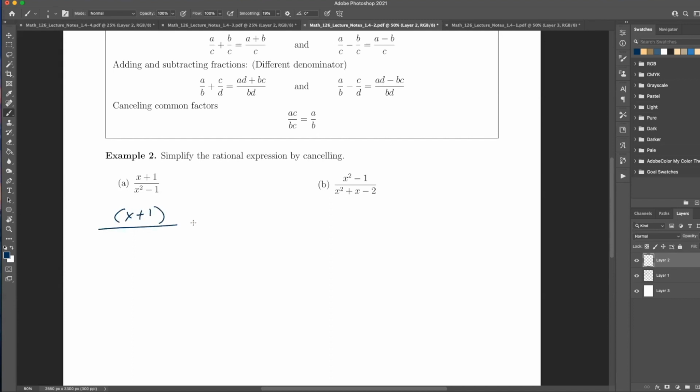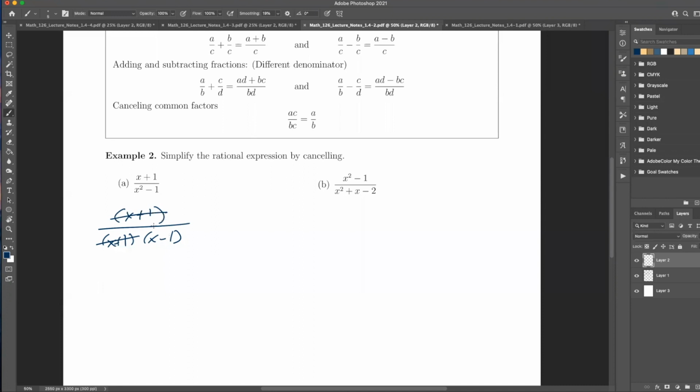So now that we've done all our factoring, we can factor this. This is the difference of squares. So this would be x plus 1. This would be x minus 1. And so when we're simplifying this, we have the same factor. Notice I can cancel factors, but I cannot cancel terms. So it has to be a factor.